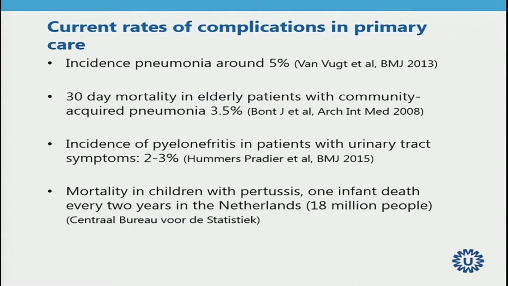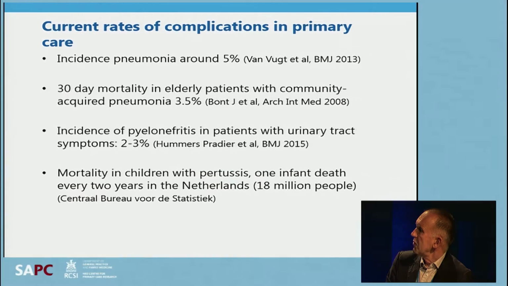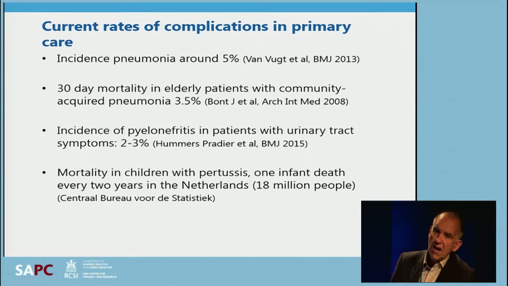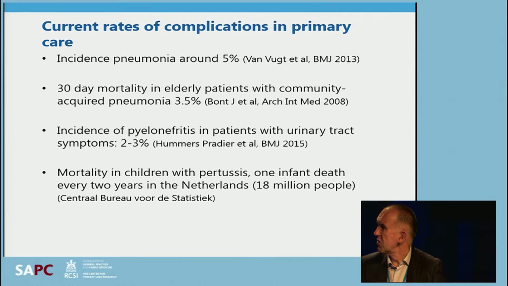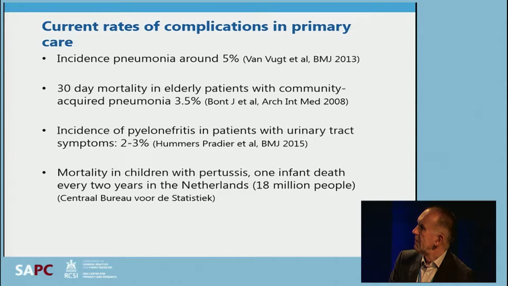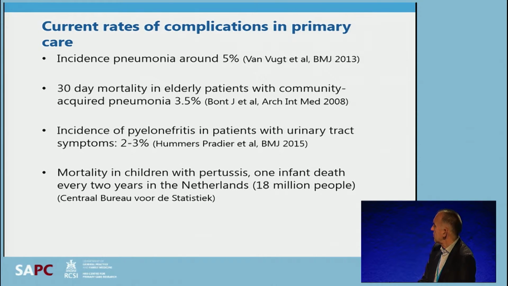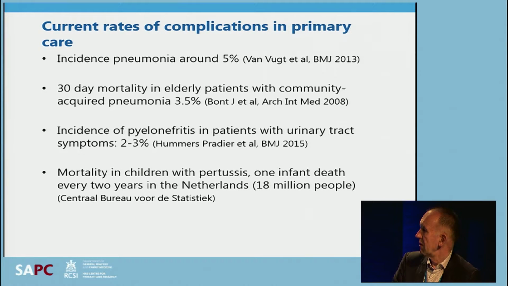The incidence of pneumonia is around 5% in patients with acute cough. The 30-day mortality in elderly patients, that's the highest-risk group, is 3.5% if they have pneumonia. Pyelonephritis, for instance, also quite a prominent complication, occurs in only 2 to 3% of urinary tract infections. And one of the main causes of death 100 years ago, pertussis in children, is now virtually gone. In the Netherlands, only one infant death every 2 years now.